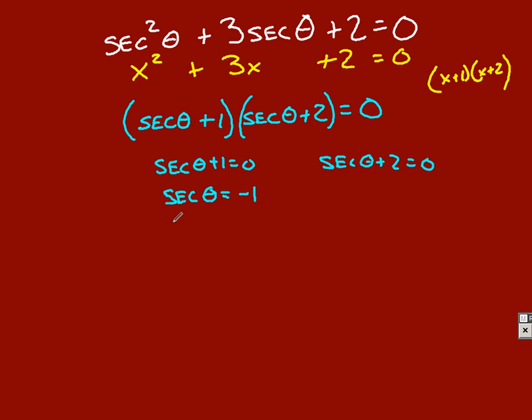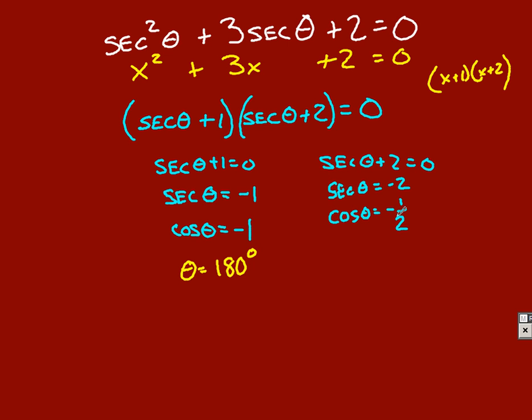Secant corresponds with cosine of theta, and I need to flip it. Going from negative 1 over 1 and flipping it, it's still negative 1 over 1. That doesn't change anything. Same over here: secant of theta equals negative 2, which means cosine of theta, when I do the reciprocal, will be negative 1 over 2. So now we need to see when this happens. When is cosine of theta equal to negative 1? When is my x value on the unit circle equal to negative 1? That's when theta equals 180 degrees. That's the only time that x is equal to negative 1.